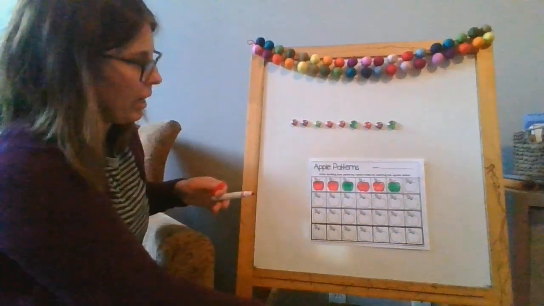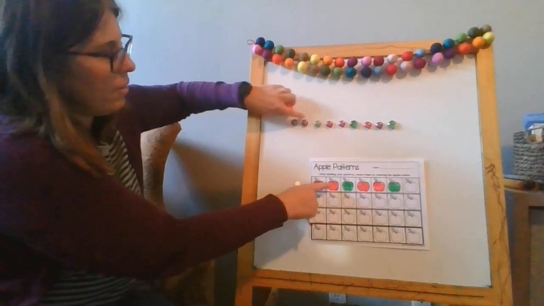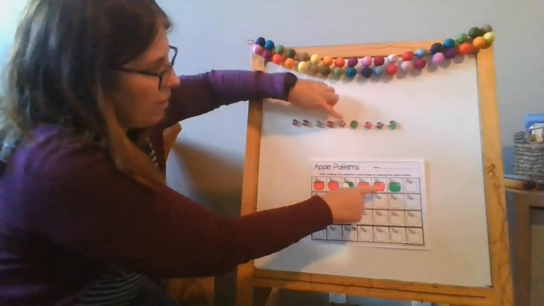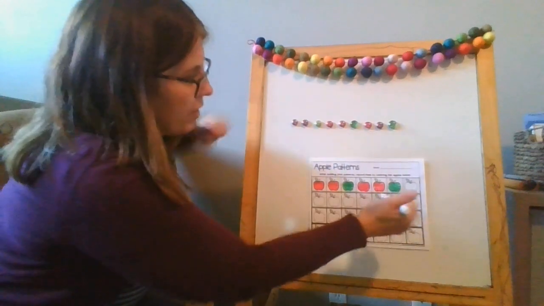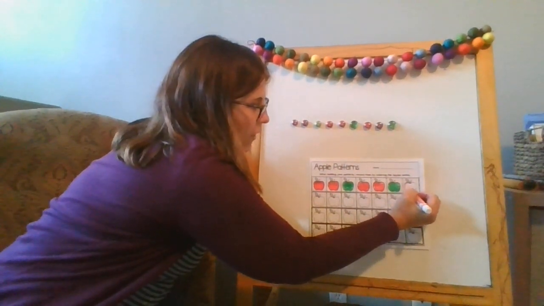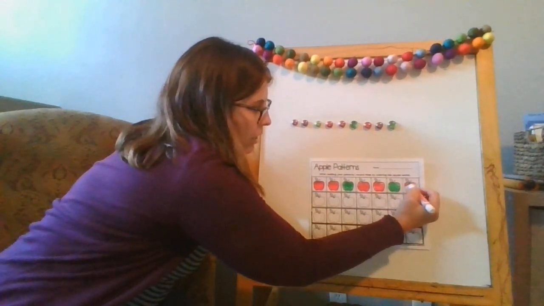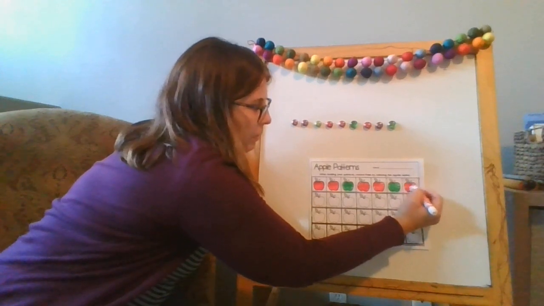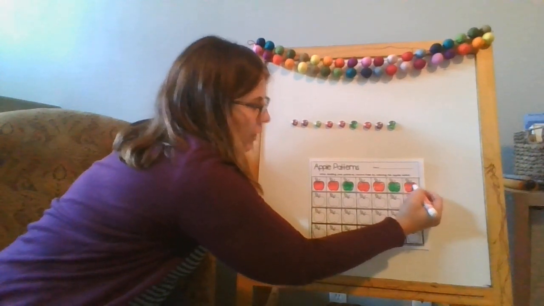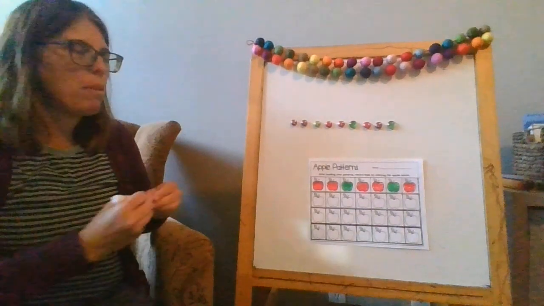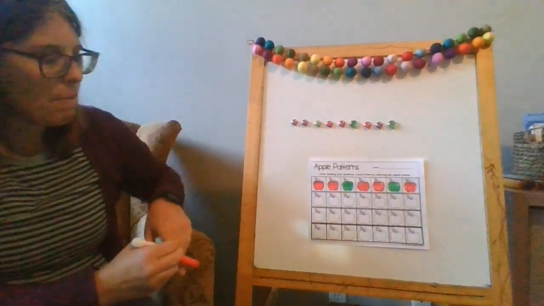Wait. Oh my gosh, somehow I got off there. Red, red, green, red, red, green, red. This one will be red. And I don't have enough apples to finish my pattern. That's okay. I'll just stop here. Okay, so there's one apple pattern, and it looks like the pattern that I built.